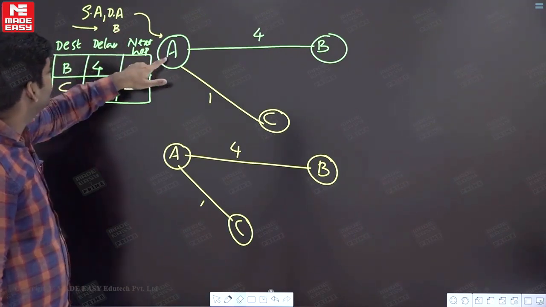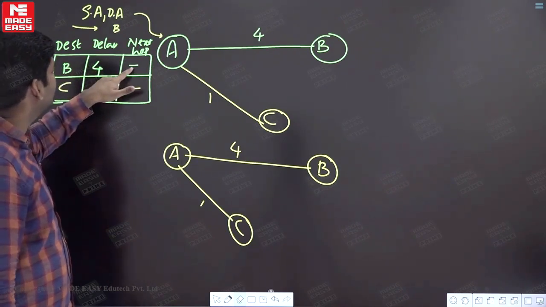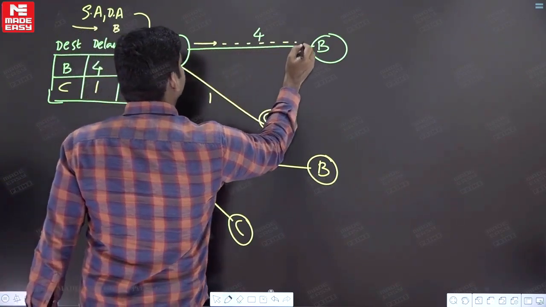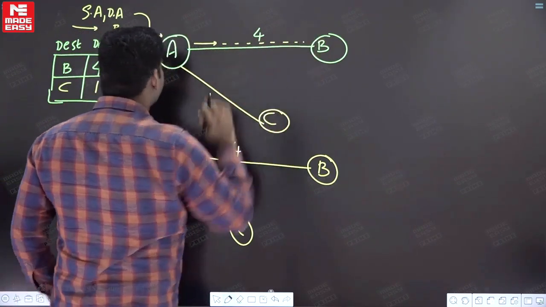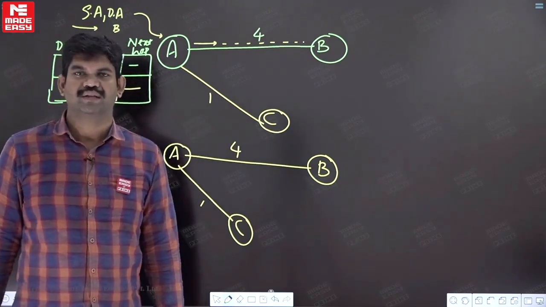B. Then A will consult its table. What is the value here? B. How many units? 4. How do you forward? Directly. So A is going to forward the packet like this. So the packet has reached the destination? Yes. So this table is what? Correct. Like that we have to give the analysis.